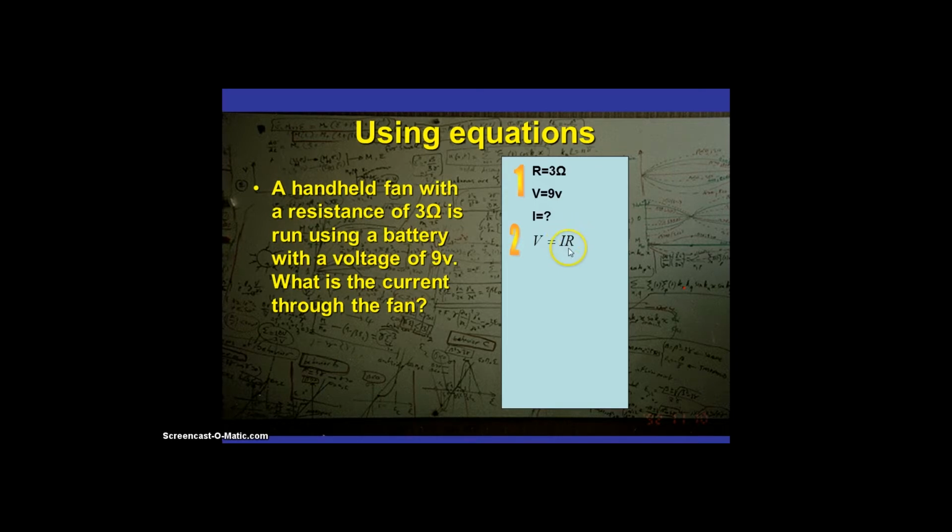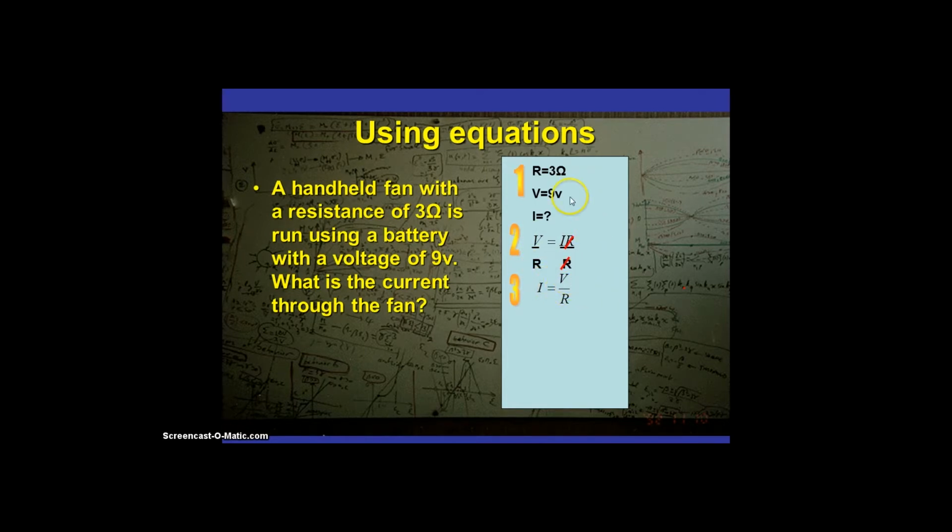Well, how do we get rid of it? If we divide both sides of the equation by R, then on this side we have R divided by R, which gives us 1. And of course, I times 1 is I. So that essentially cancels out the R's. And we're left with the following equation: I equals V over R.